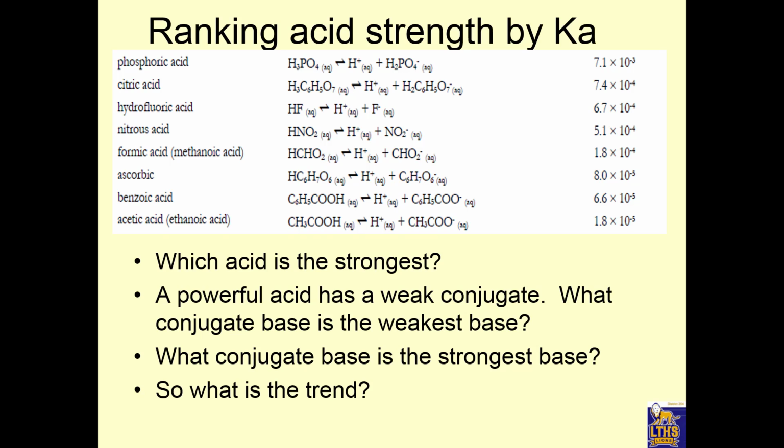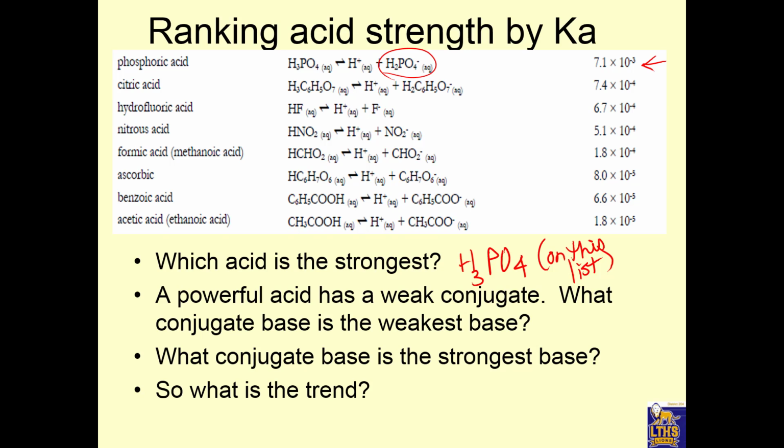Alright, ranking acid strength by Ka. Which acid is the strongest? Well, the one with the biggest Ka. So that would be H3PO4 on this list. A powerful acid has a weak conjugate base. So this is the strongest acid, so this must be the weakest conjugate base.